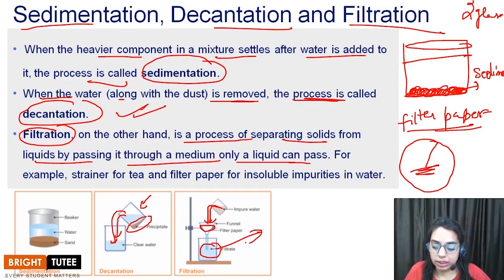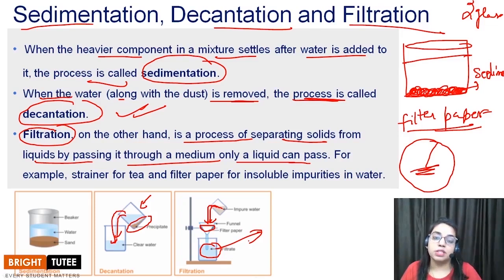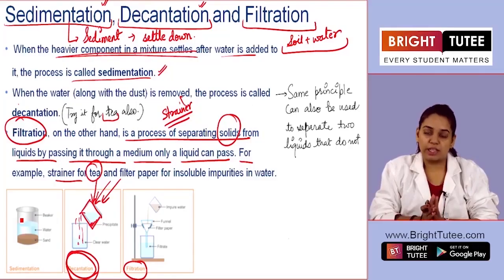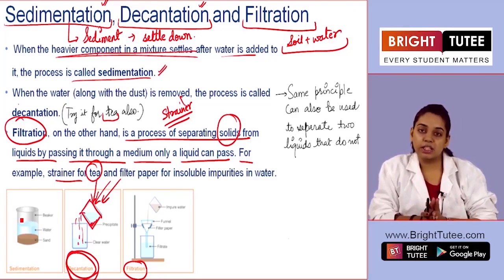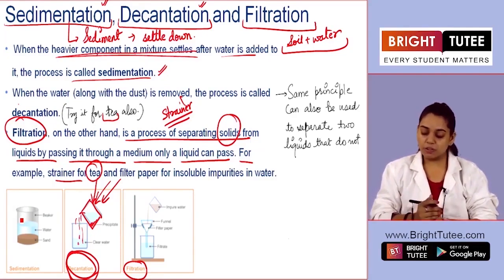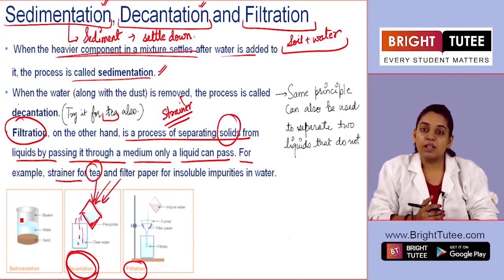So children, these were the three processes: sedimentation, decantation and filtration. Till now we have studied what is a sediment, the process of sedimentation, then decantation, and finally the process of filtration. Now with the help of an activity, we will understand by doing this experiment.